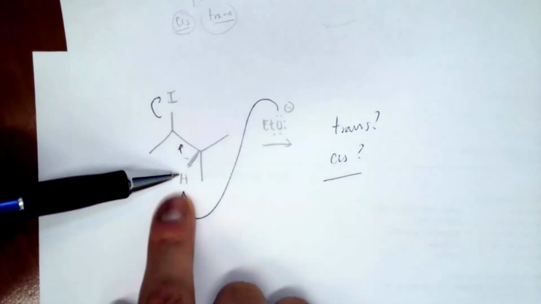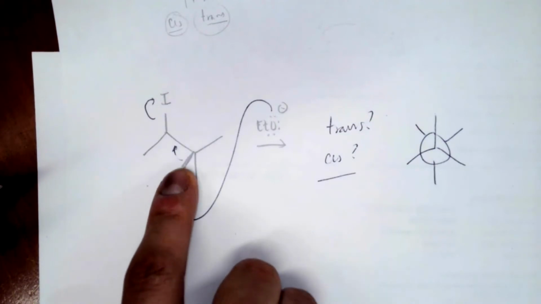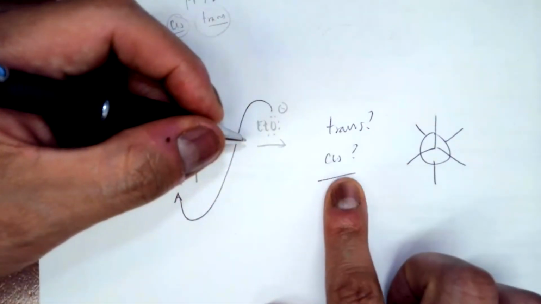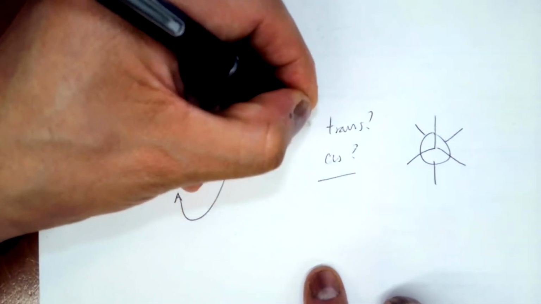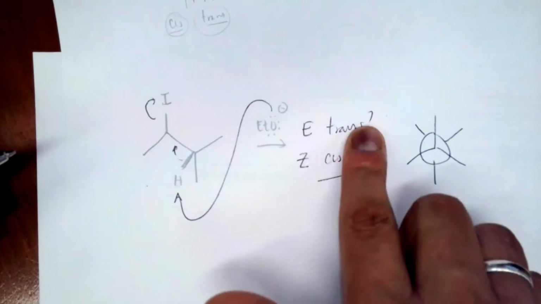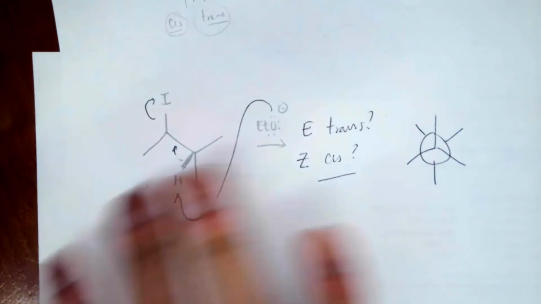Then how do I figure it out? You have to do Newman projections. That's the only way you can tell if this one is going to give you a cis or a trans alkene. I'm saying cis and trans alkene, but what I really mean is whether you're going to get an E alkene or a Z alkene, right? They're both E, trans, or Z, cis alkenes.